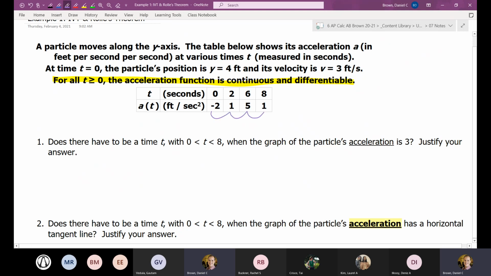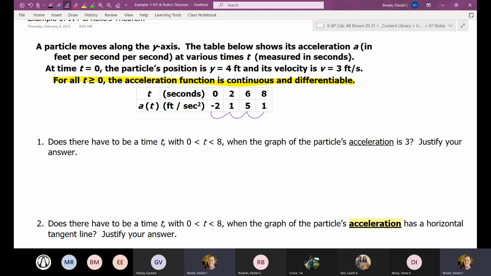If that is a continuous function, would the acceleration ever have to be 3? Yes, and it asks how many times we know it at least has to be 3? Twice. Could it be equal to 3 more than twice technically? Yes, because we don't know what's happening exactly between 0 and 2. It could be going up and down like crazy. We just know those two values exactly. But we do know that it has to be equal to 3 somewhere.